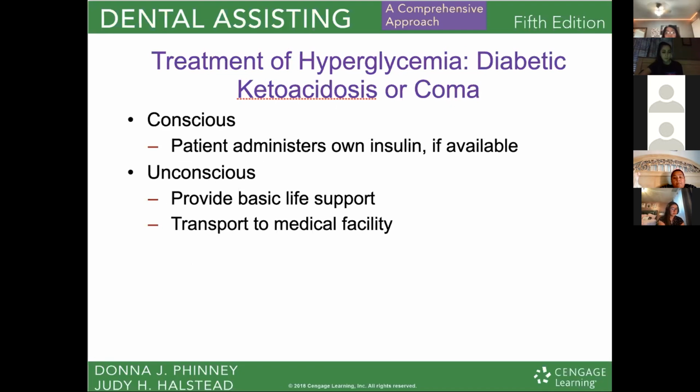So for treatment, if a patient is conscious, you want to have the patient administer their own insulin if it's available. If they are unconscious, that's because they have gone into a diabetic coma, so you'll need to provide basic life support. This is a life-threatening event if they're unconscious, and they should be transported to a medical facility as early as possible.